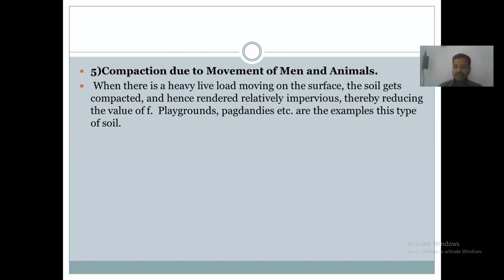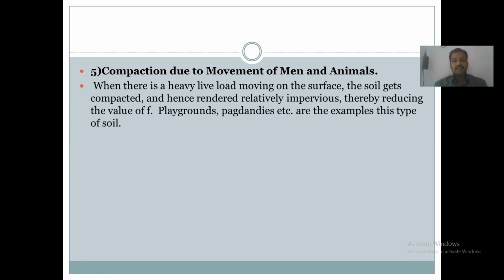Due to compaction, the voids present in the soil decrease. Therefore, there may be a reduction in the infiltration capacity. An example we can take is playgrounds or any other places where compaction occurs.